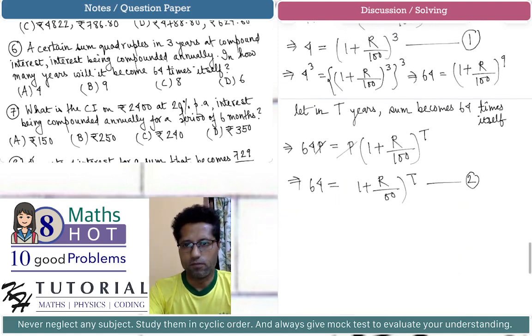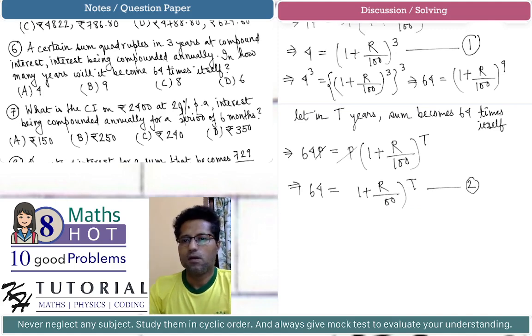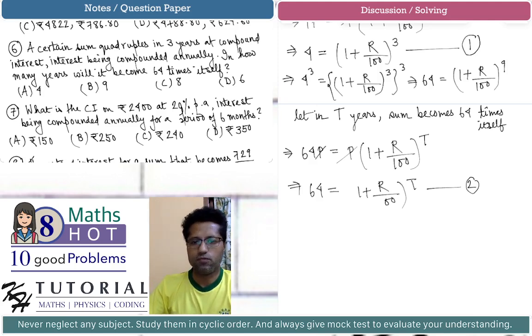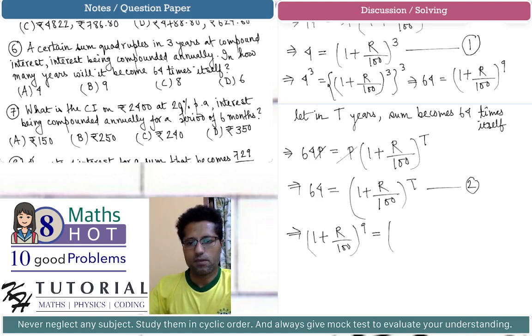So we have 64 is equal to (1 + r/100)^9, and also from equation 2 we have 64 is equal to (1 + r/100)^t. So we can say that (1 + r/100)^9 is equal to (1 + r/100)^t.